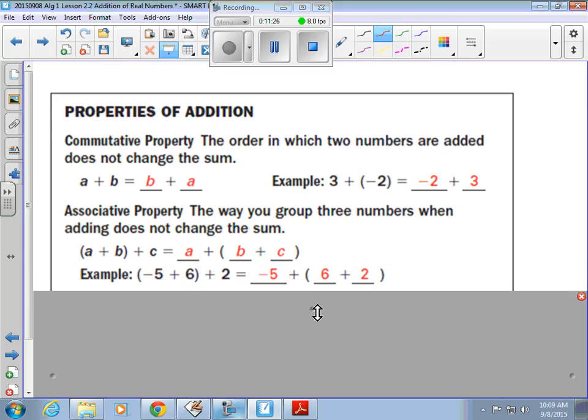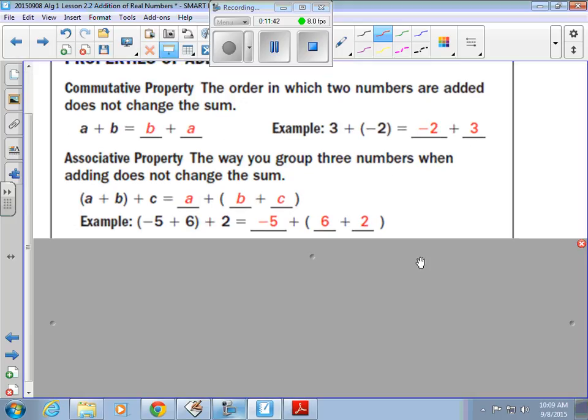Most people do okay with those. Negative 5 plus 6 plus 2 is the same thing as negative 5 plus 6 plus 2. Just notice everything's in the same order. Parentheses move from the negative 5 plus 6 to the 6 plus 2. The next two problems, everybody usually does okay with these.